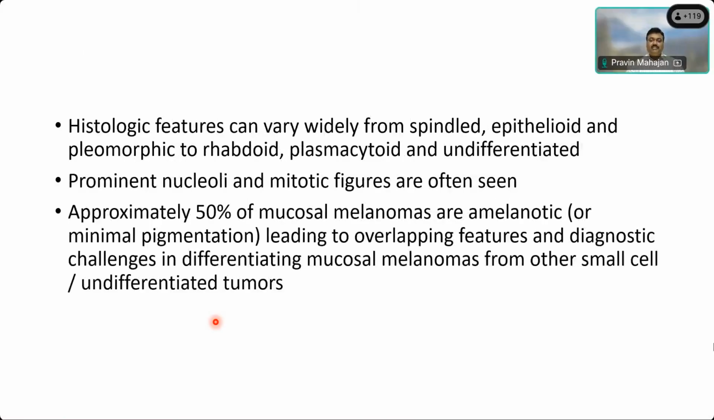Histologically, like cutaneous melanomas, here also in mucosal sites melanomas can have spindle, epithelioid, pleomorphic to rhabdoid, plasmacytoid or undifferentiated morphology. The clues are more prominent nucleoli and mitotic figures. And interestingly, 50% of mucosal melanomas are actually amelanotic. So you have more problems in making the differential diagnosis, but you have to have a high suspicion for these tumors at these sites.